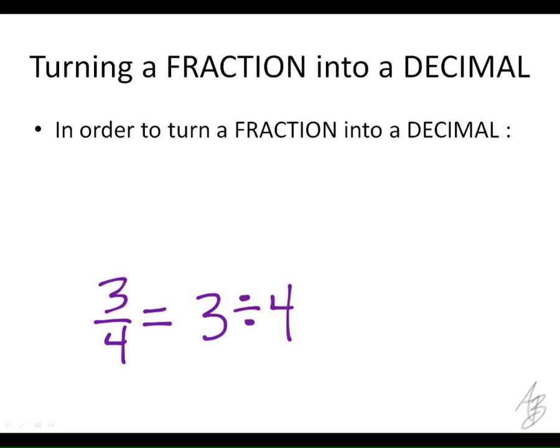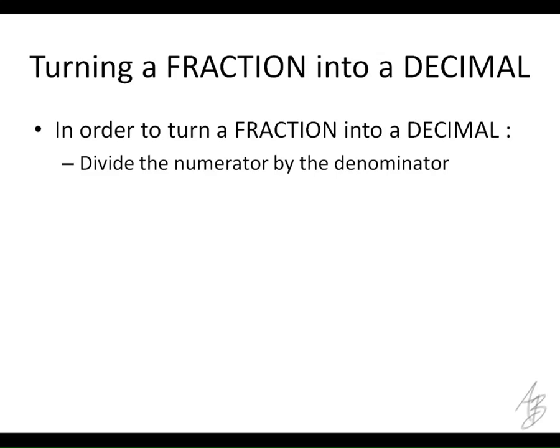3 divided by 4. So all we have to do, there's only one step here. It's really easy. To turn a fraction into a decimal, we divide the numerator by the denominator. Take the top number divided by the bottom number, and you're done.